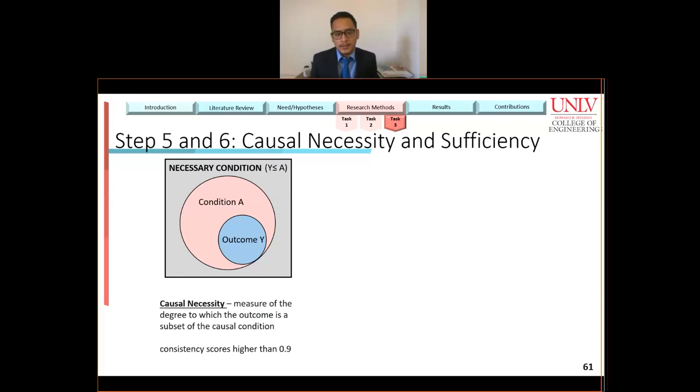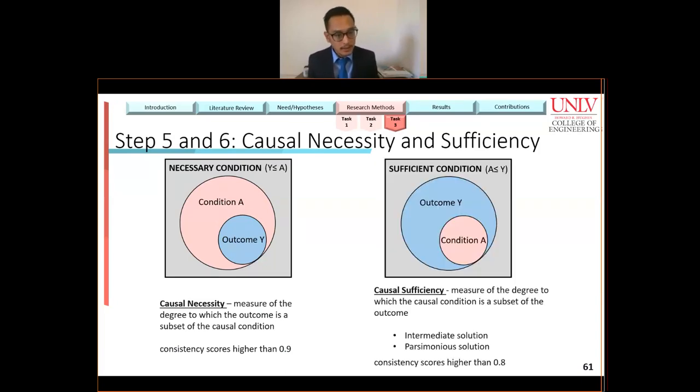This causal necessity says that the occurrence of the outcome Y in this figure, for example, is not possible without the presence of condition A, but A alone is not enough to produce the outcome Y. All cases in which outcome Y occurs share the condition A. So outcome Y is a subset of condition A, which means that in each case, the degree of membership in outcome Y is less than or equal to the degree of membership in condition A. For the consistency score for necessary condition, I selected a value of 0.9, which is recommended by the literature.